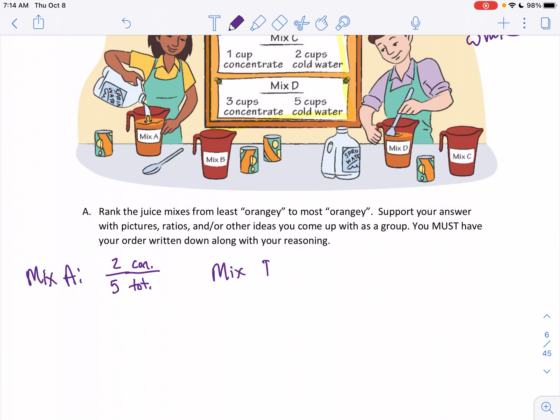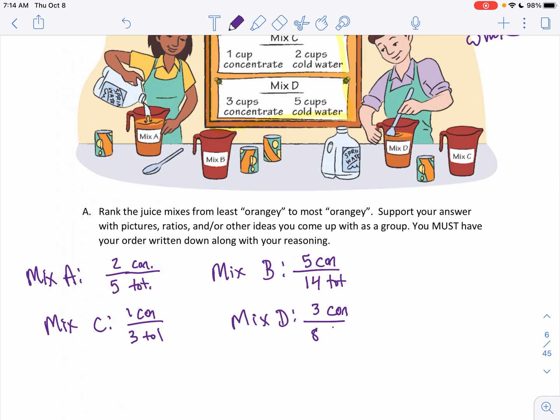Mix B has 5 cups of concentrate over 14 total cups. Mix C has 1 cup of concentrate to 3 total. And then mix D has 3 cups concentrate to 8 total. And then from this point, we need to do a couple of things. We can either estimate to compare these fractions, these part-to-whole fractions, ratios, or we can find the percentage equivalents.